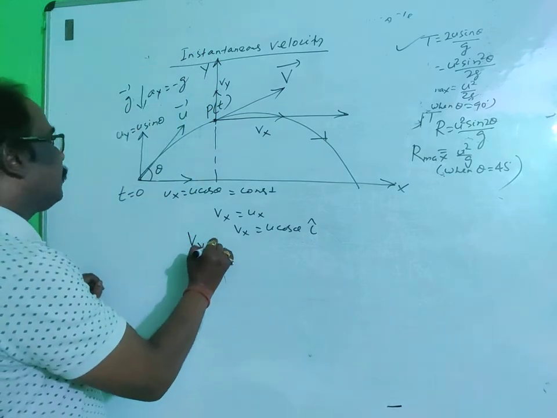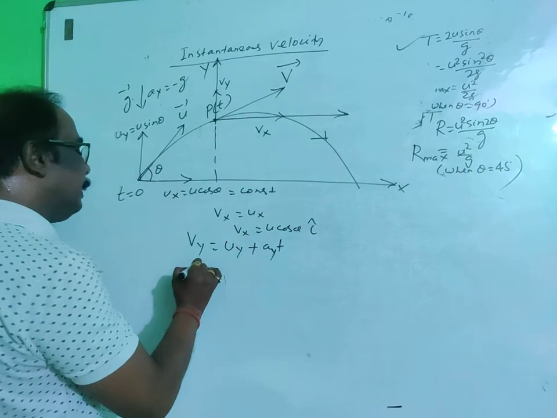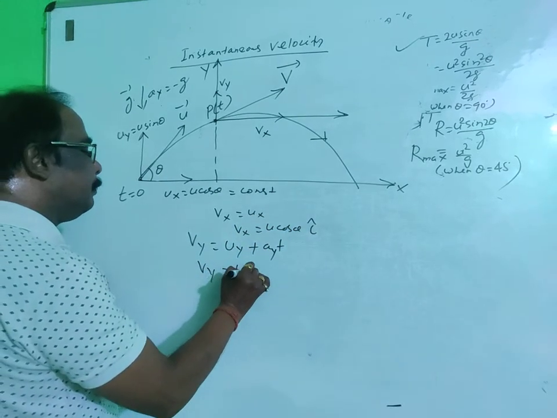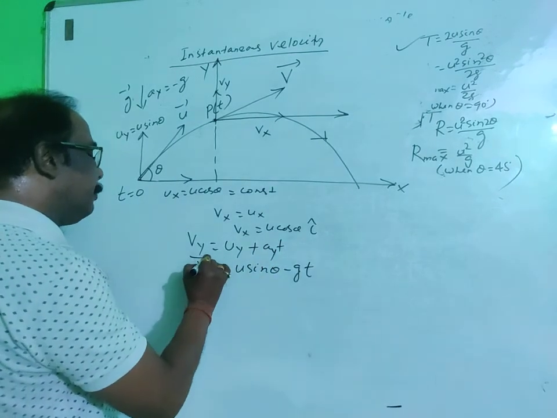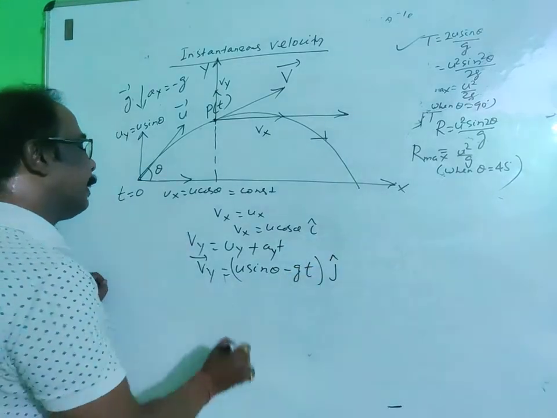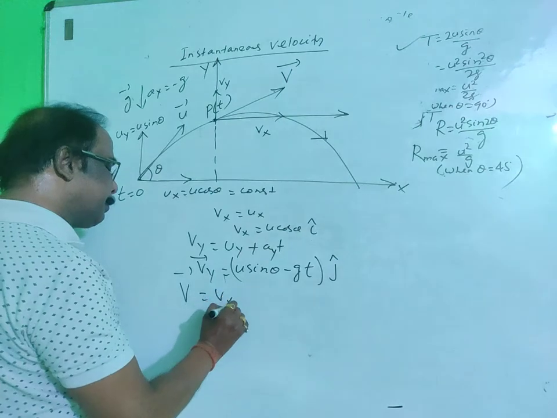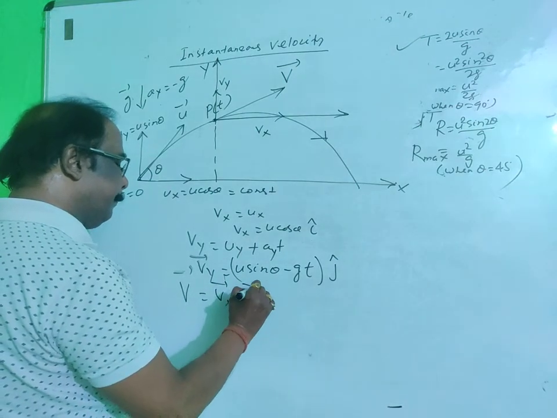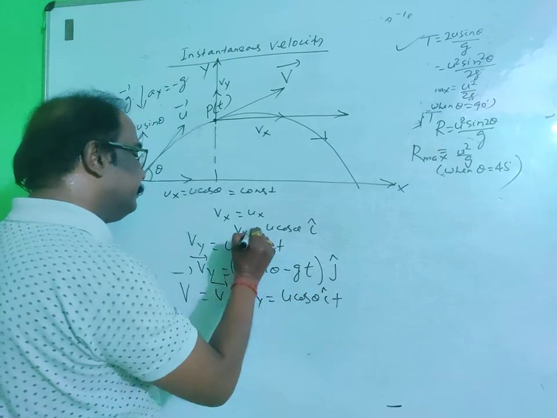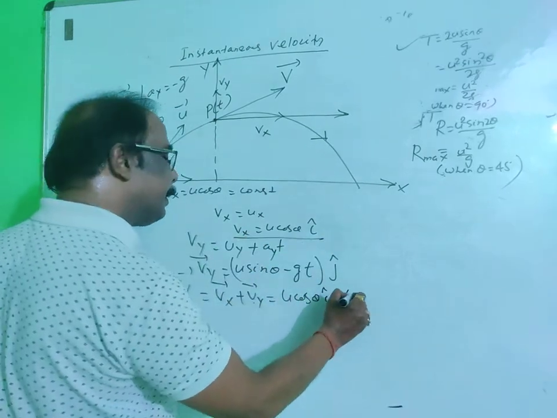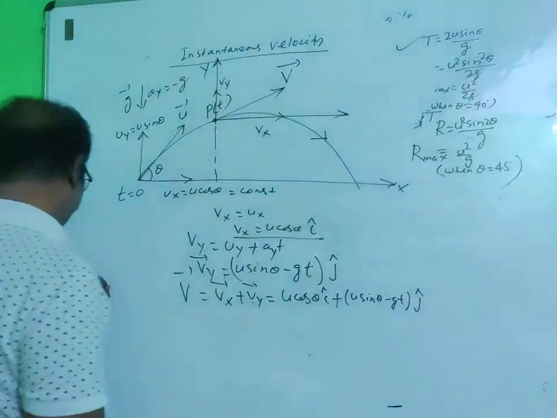Then v is equal to u plus at. Then vy is equal to uy, u sin theta, ay is minus g, time is t. Then in vector form you may take j cap. And the resulting velocity v is equal to vx plus vy. So you may write u cos theta i cap in place of vx, and in place of vy you may write (u sin theta minus gt) into j cap.